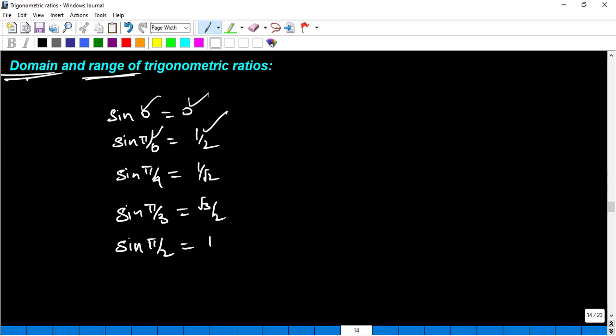That input is known as domain. Hope this is clear for you. The input is known as domain and the output is known as range. For every input we will get the related output in the sine trigonometric function. Domain is whatever input angle that you give to the trigonometric ratio. Then what is range? Whatever output range that you get from very small to very big, that is known as the range of trigonometric ratios.